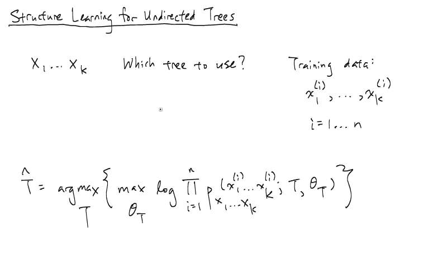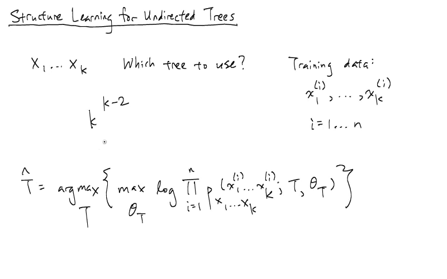Just as a comment, the number of possible trees here is humongous. It's actually k to the k minus 2. This is from a result called Cayley's formula. This grows even faster than exponential. It's super exponential. So somehow we're going to search this huge space of possible trees to select the best tree. And it turns out doing that can be done very quickly.